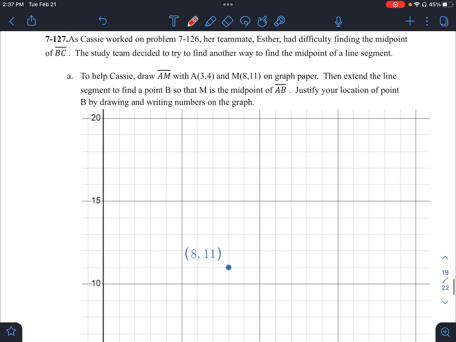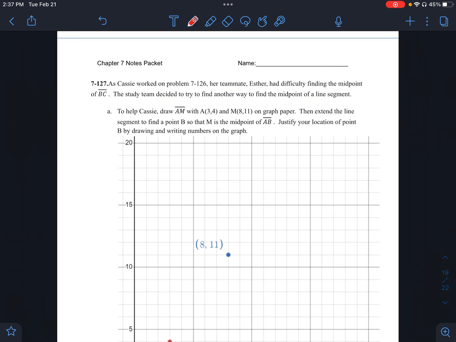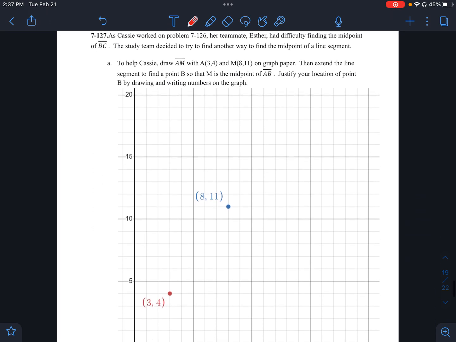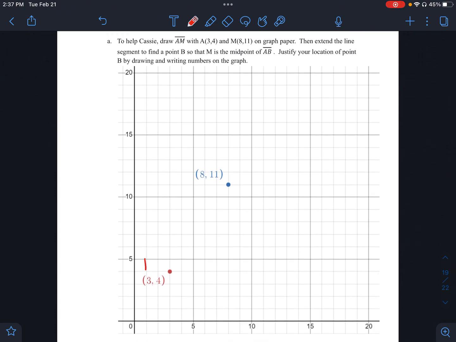All right, go ahead and take some time to do 127 as well as we look at kind of a similar one. So pause the video, try this one as well. So it says to help Cassie draw AM. So we have A at 3, 4, M at 8, 11. We'll fill that in. Okay.